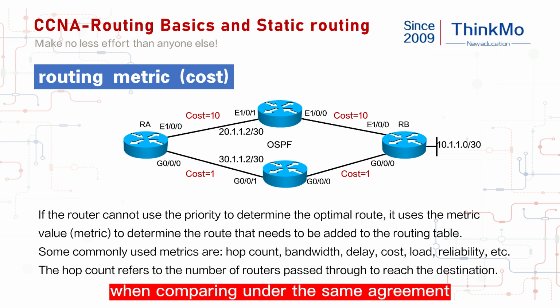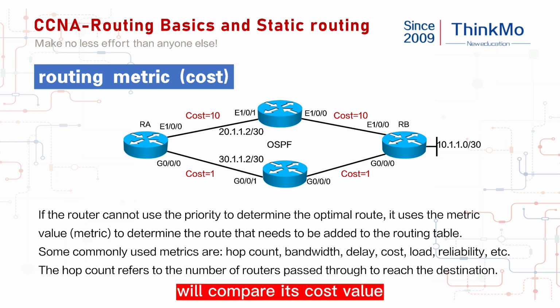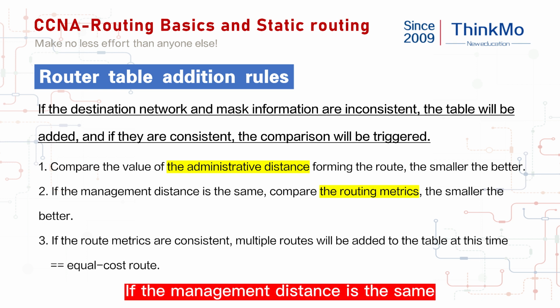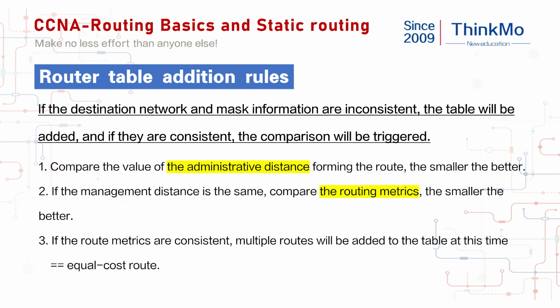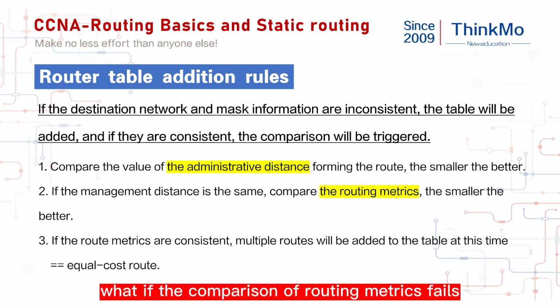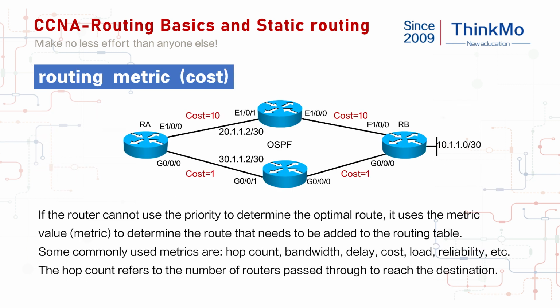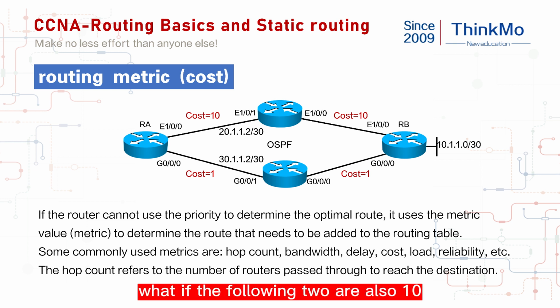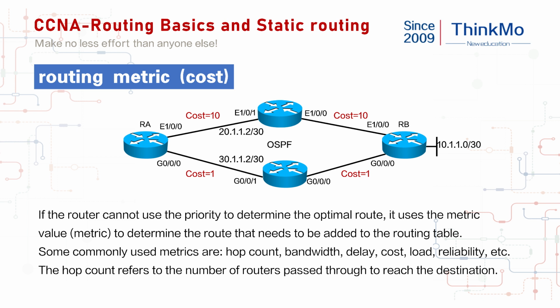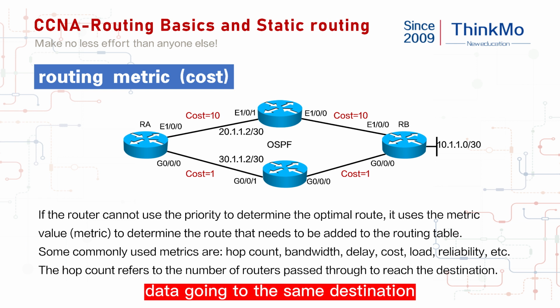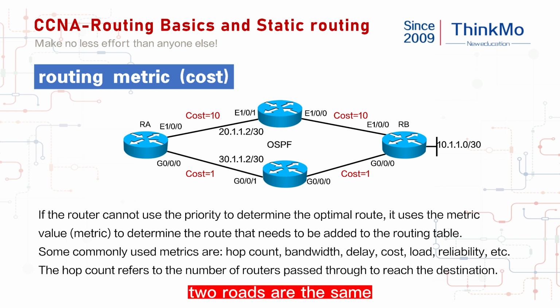When comparing under the same protocol, we compare its cost value. If the administrative distance is the same, we compare routing metrics, that is cost, the smaller the better. What if the comparison of routing metrics ties? Look at this picture. The above two are 10 and the following two are 1. What if the following two are also 10? This leads to the next question: data going to the same destination, and the two roads are the same.